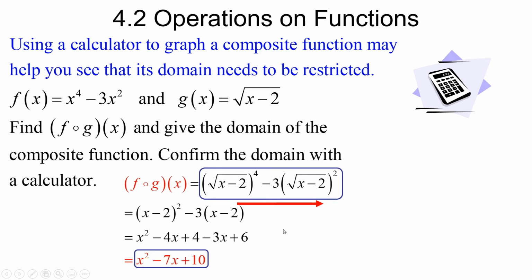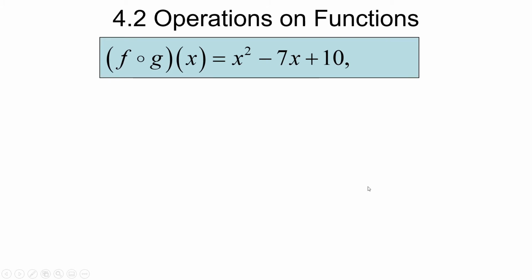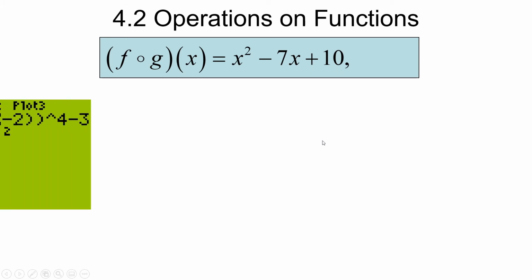Now, if I'm going to use technology, I just graph this function exactly the way I see it. So I'm going to put y equals exactly this, and then probably just graph it on a simple window here. So here's my final answer. F composed with g of x in simplified form would be x squared minus 7x plus 10.